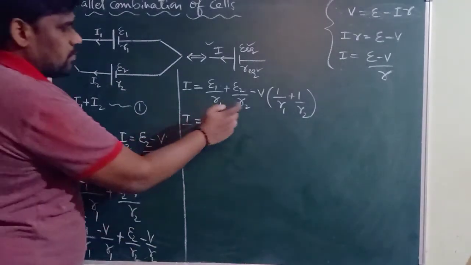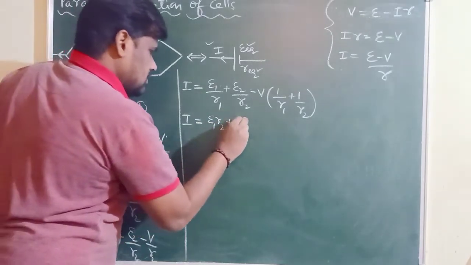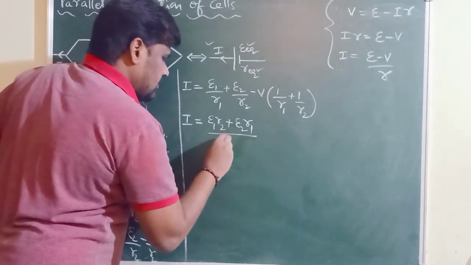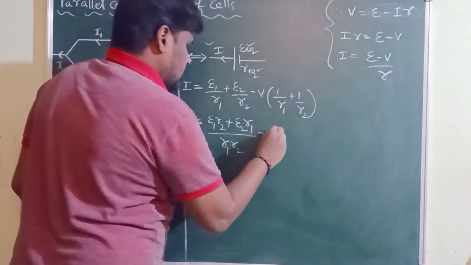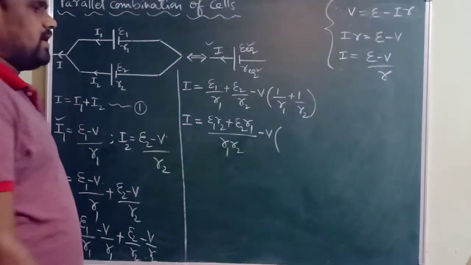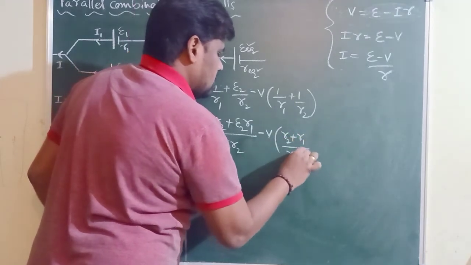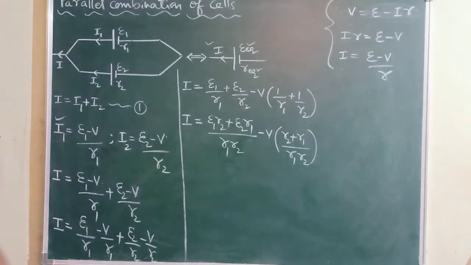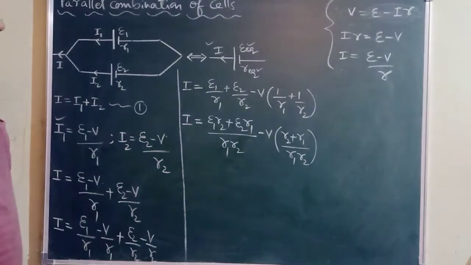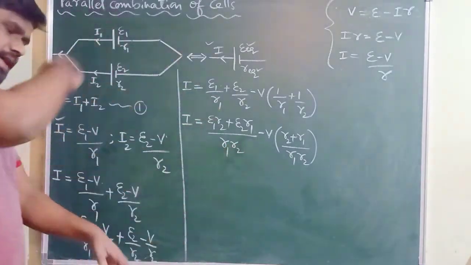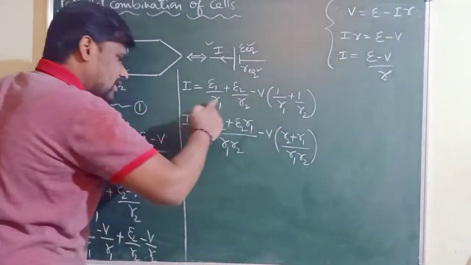What is the LCM? R1 into R2. I can write this as E1 R2 plus E2 R1 divided by R1 R2. Minus, here also you can take the LCM and simplify. I can write R2 plus R1 divided by R1 into R2. Next I will transfer minus V into R2 plus R1 divided by R1 R2 to the LHS and I to the RHS. I will transfer this entire term to the LHS.